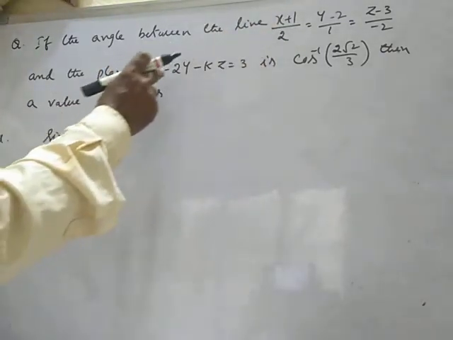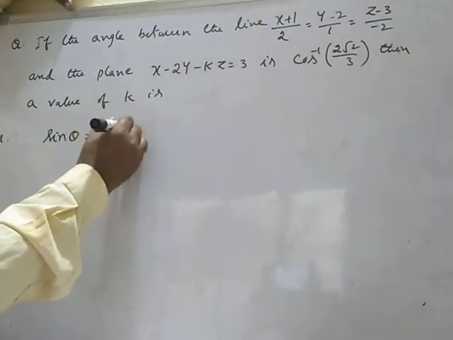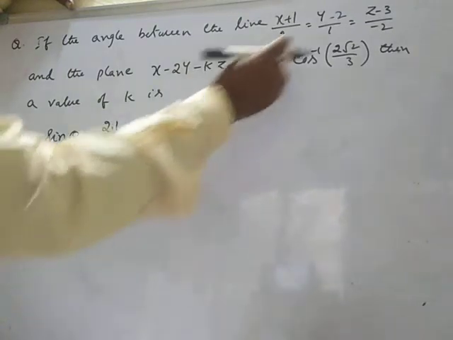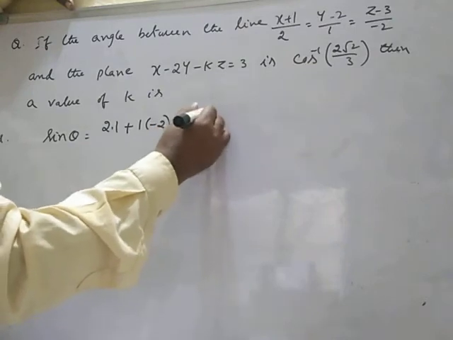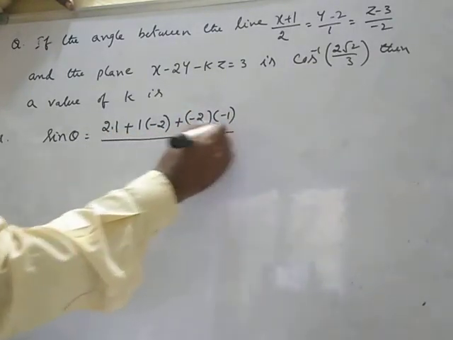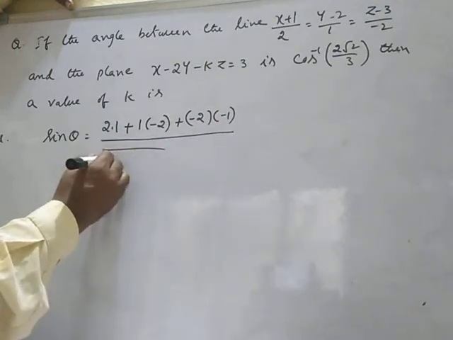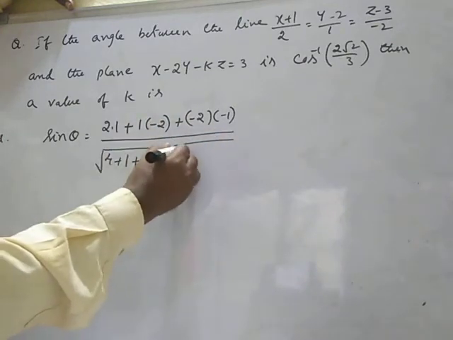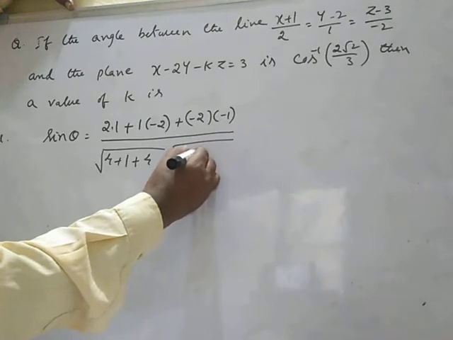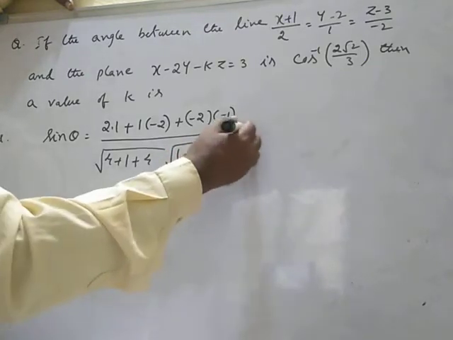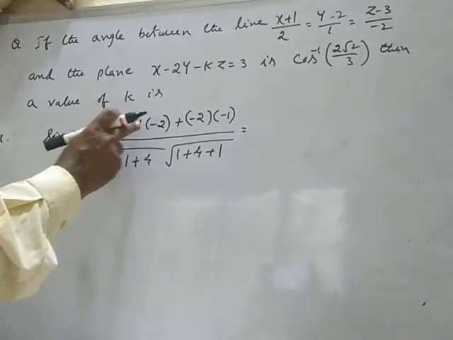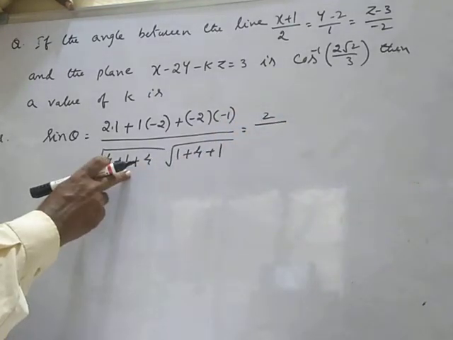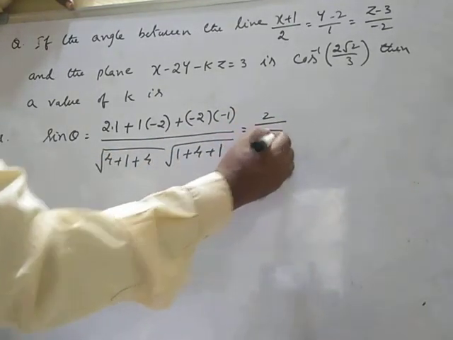Here a1 a2 is 2 into 1, plus b1 b2 is 1 into minus 2, plus c1 c2 is minus 2 into minus 1, by square root of a1 square 4 plus b1 square 1 plus c1 square 4, into square root of a2 square 1 plus b2 square 4 plus c2 square 1, that equal to 2 ones are 2, 1 into minus 2 is minus 2, minus of minus plus 2, by its value is 3 root 6.